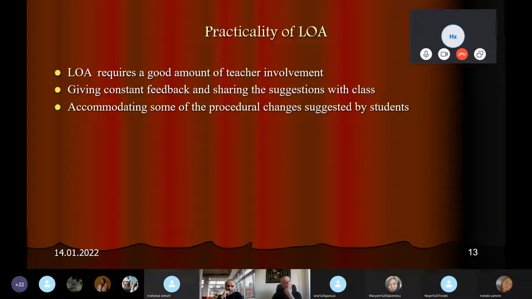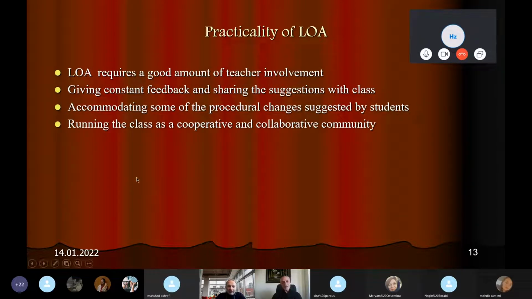Accommodating some of the procedural changes suggested by students. Now, I have rarely seen teachers asking students what they like, what they don't like. We have assumed that students do not understand much. We know better than they do, so they have to listen to us. Of course they have to listen to us, but we can make what they have to listen to very pleasant for them by asking for their suggestions and implementing them. In many cases, they make beautiful comments in the direction of improving instruction. And running the class as a cooperative and collaborative community.